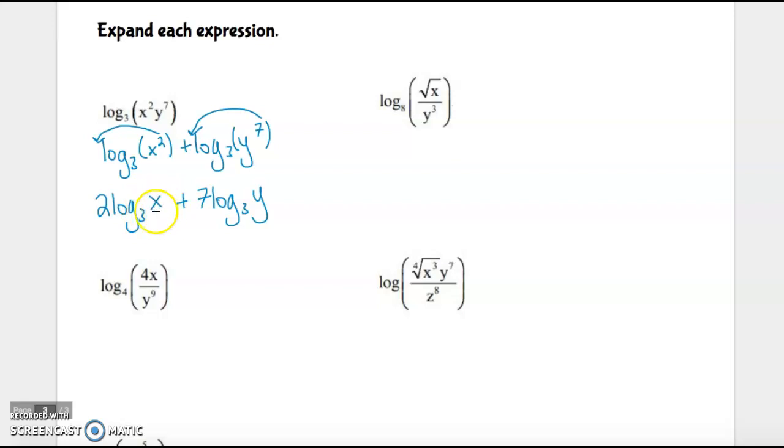Amazing. You know you're done when you have a variable in here that you can't do anything more with. Like that's not multiplying anything. It doesn't have an exponent. Nothing is happening to that. So I know I'm done with that piece. All right, let's do this one.